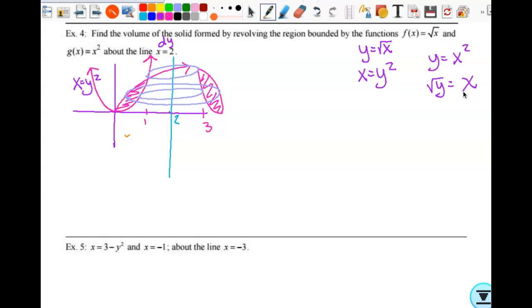And then this is, oh, I did that wrong. That's not that one. This one is the square root of y equals x. This one is the x equals y squared, because it came from the square root.